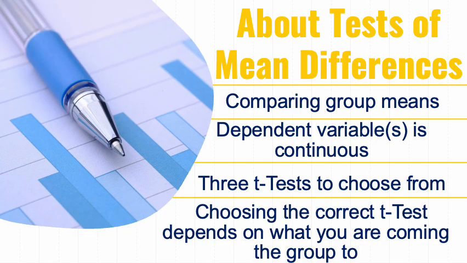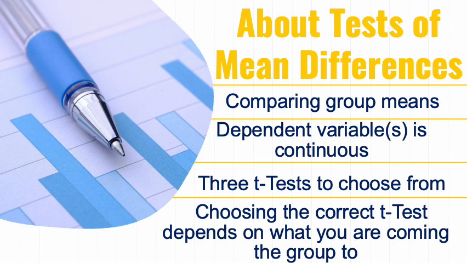Choosing the correct t-test to use depends on what you are comparing the means to. Are you comparing the group mean to a known population mean? Are you comparing 2 groups to each other? Or are you comparing a group to itself, such as in a pre-test, post-test design? We are going to discuss each of the 3 types of t-tests.